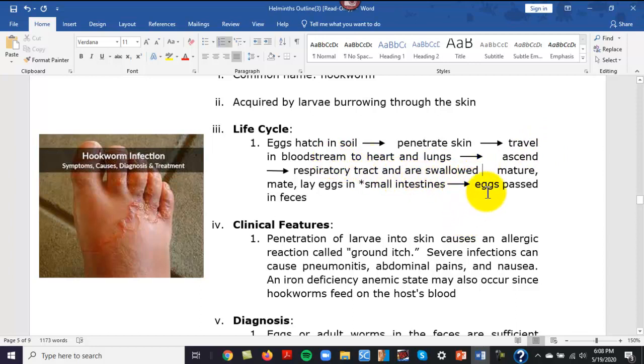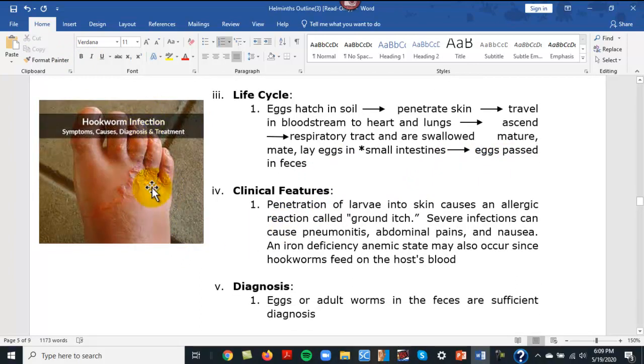I might put a little arrow there, but they mature, mate, and lay eggs in the small intestine, so this is where they localize. Eggs pass in feces. This guy has a hookworm infection in his foot. You can see them underneath the skin.